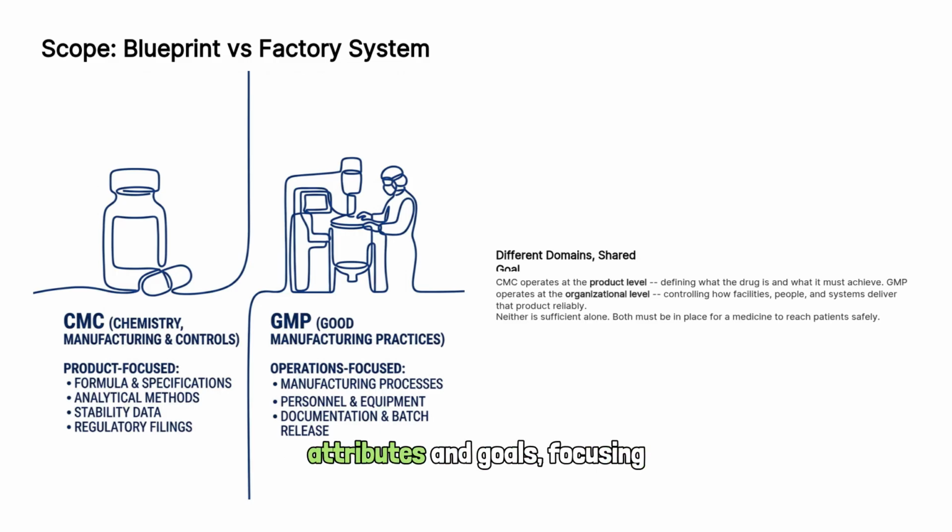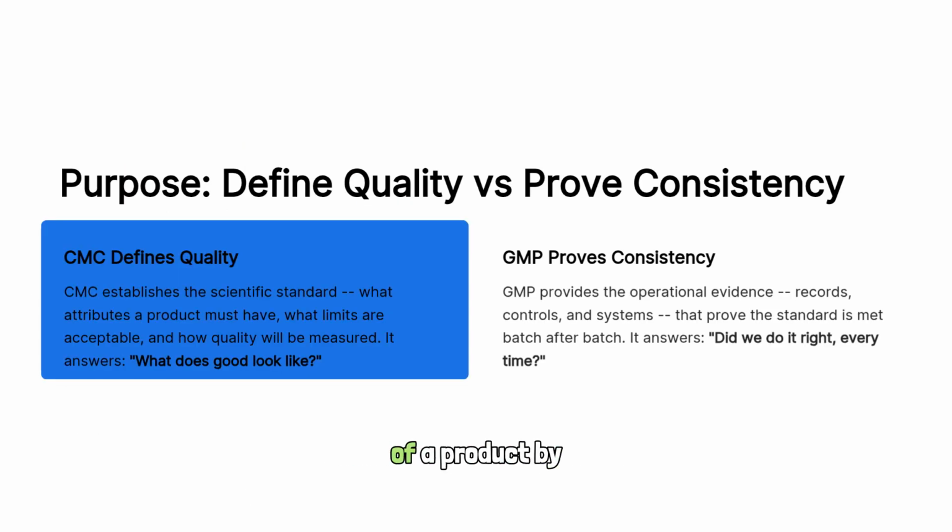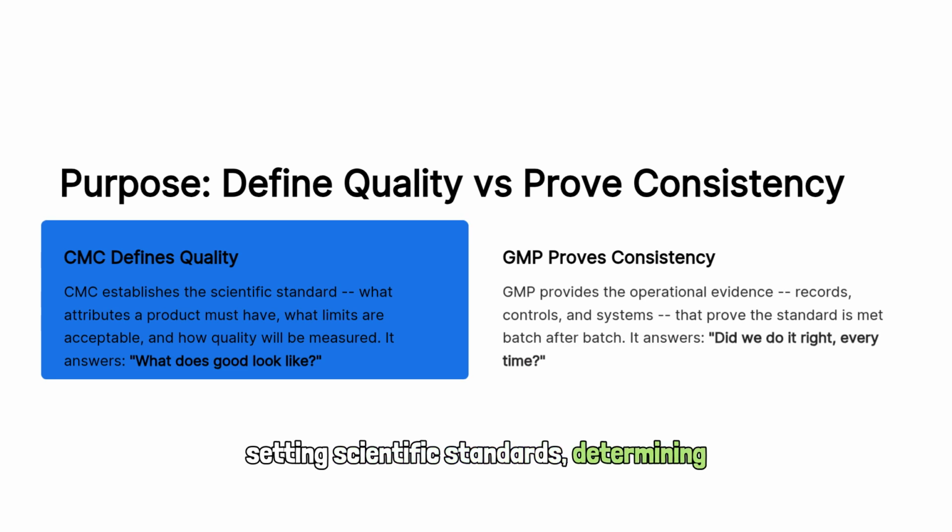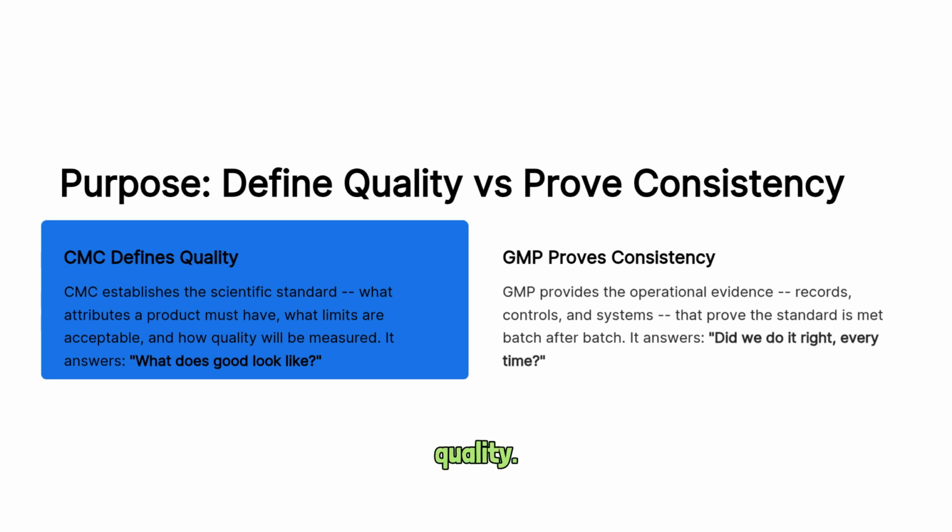CMC defines the drug's attributes and goals, focusing on the product level. GMP ensures organizational control over facilities, people, and systems to deliver the product reliably. Both are essential for safely bringing medicine to patients. CMC defines the quality of a product by setting scientific standards, determining acceptable limits, and measuring quality. It answers, what does good look like? Good manufacturing practice, on the other hand, proves consistency by providing operational evidence through records and controls, ensuring standards are met consistently. It answers, did we do it right every time?